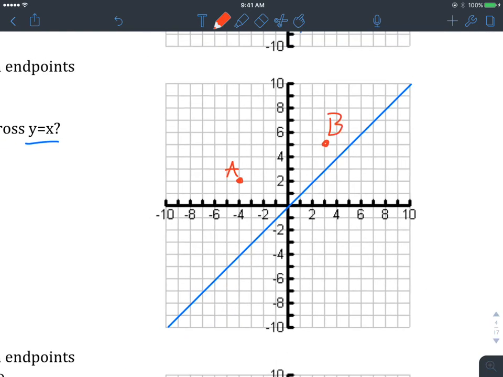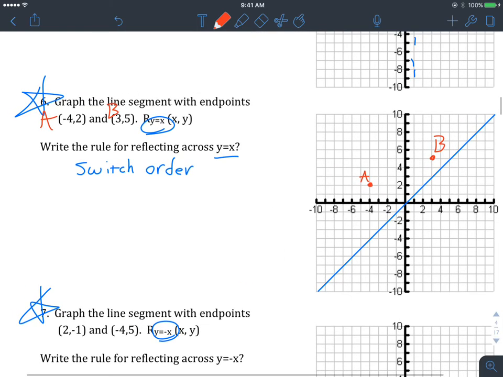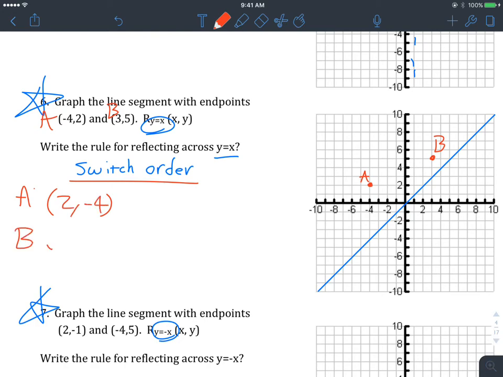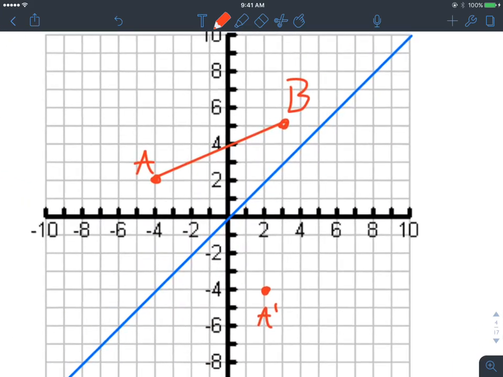All right, and then now that we have those, we're going to take those and reflect them across y equals x. So our rule is to switch the order of the ordered pairs. So A prime, you're going to take -4, 2 and switch the order. So that'd be 2, -4. And then B prime is going to be 5, 3. And we'll go ahead and plot those points. So 2, -4. Here's your A prime. And then you have 5, 3. And there's your B prime.